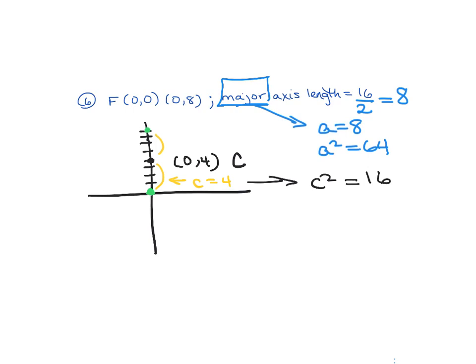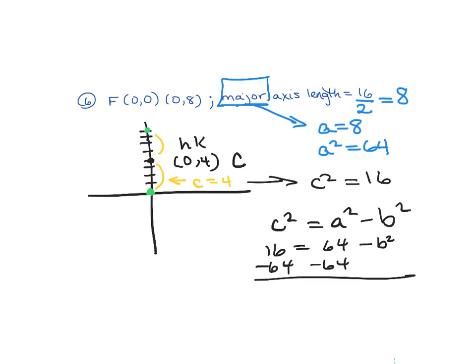And now what I can do is use C squared equals A squared minus B squared, because again, remember, we're filling in the center, the H and the K. Remember, this is H, this is K, and then A squared and B squared. So C squared is 16, A squared is 64. I'm going to subtract 64. I get negative 48 equals negative B squared. Divide by negative 1, and B squared equals 48. Again, I don't need to break it down.